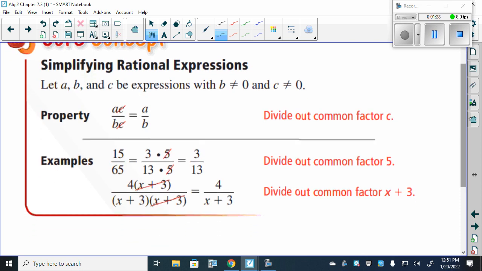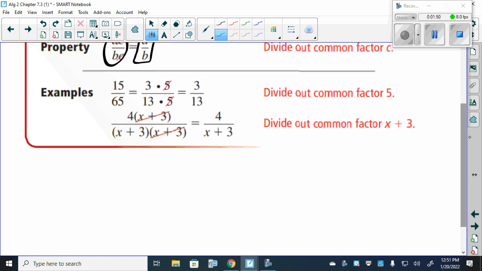When we look at this, we can look at it in one of two forms, like the first one where we have AC over BC. Since they both have a common factor of C, we can factor it out. Now it's in simplest form because there is no common factor on top or bottom. We can look at this with numbers, and we've done this before: 15 over 65. Both of them have a common factor of 5 that can be divided out, which would leave us with 3 over 13.